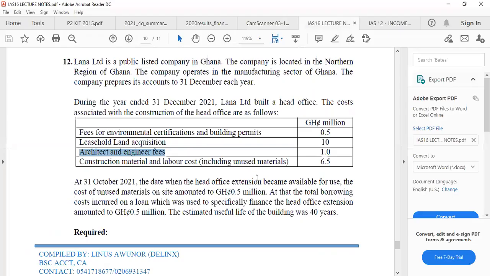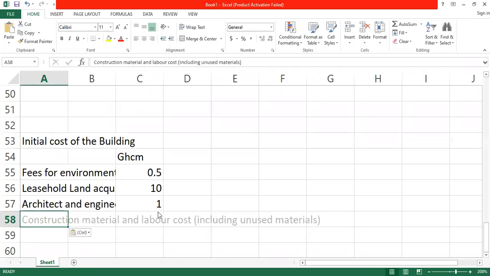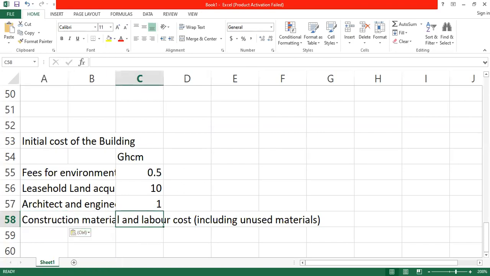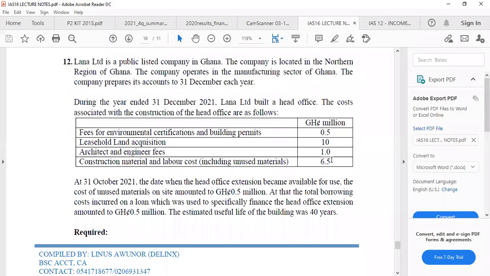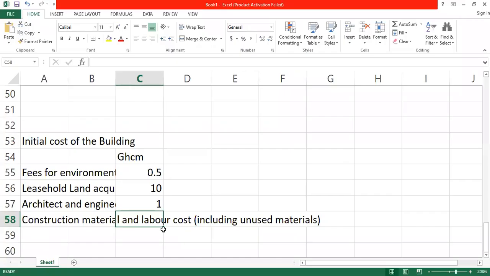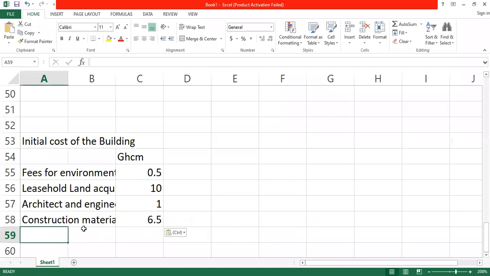The next one is the construction material and labor costs. It says it includes unused material. So the unused material, that particular cost was not spent on the building. We have to find the cost of the unused material and subtract it from the cost of the material and the labor. So let's pick the 6.5 first before we subtract.